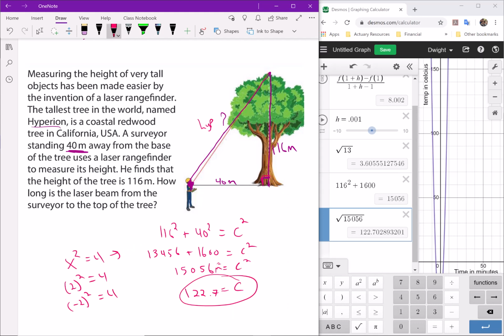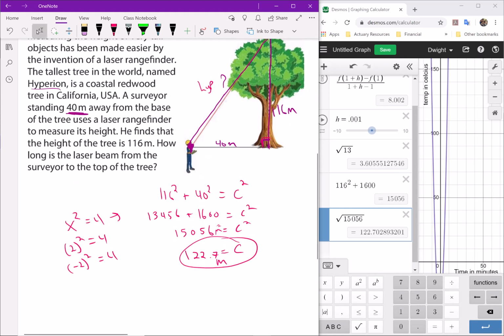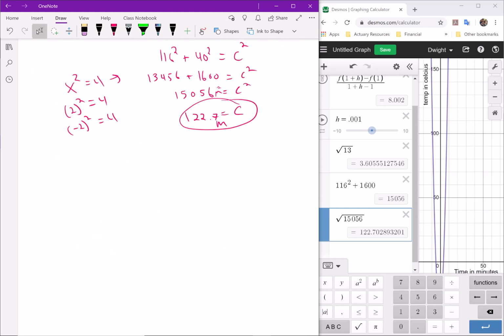Right? So we know that this laser went 122.7 meters. Don't forget your symbol there. Or what that means is if it was the rope, the rope would need to be 122 meters long. All right, let's look at another example, maybe a little bit less context.